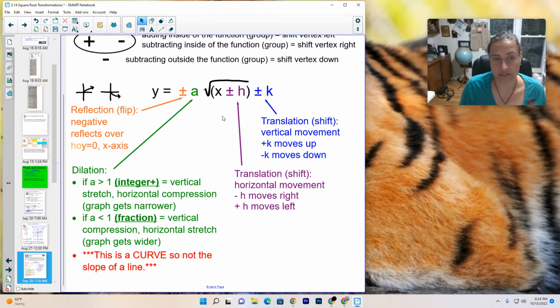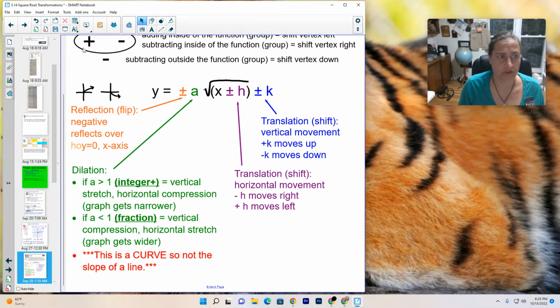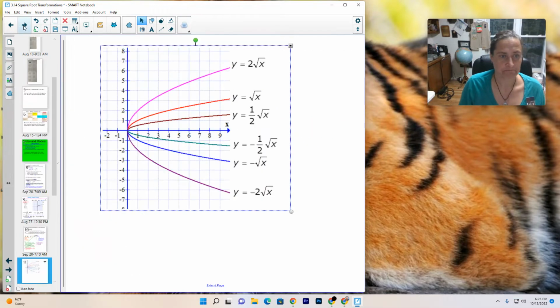Compressed means they get pushed downwards and lower. Remember, it's a curve, so this is no longer the slope of a line like it is with an absolute value. Translations inside the grouping symbol move it left if it's positive and right if it's negative. The k outside the grouping symbol moves it up if it's positive and down if it's negative. That's that game controller. Again, if this is not familiar to you, make sure that you review all three of these lessons so that you can quickly complete problems like this.